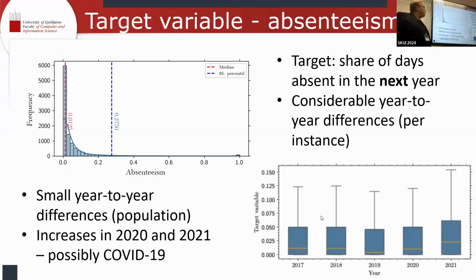So this is the target variable, or absenteeism. As you can see, this is more or less as expected. So most people have absenteeism relatively close to 0. But what we notice is that if we're looking at a certain person, there can be a very big difference year to year. So 1 year you can be healthy, next year you can, let's say, break a leg or go to an operation and stay at home for a few months. So there was quite a big variance. But year to year for the population, these differences were not very big.